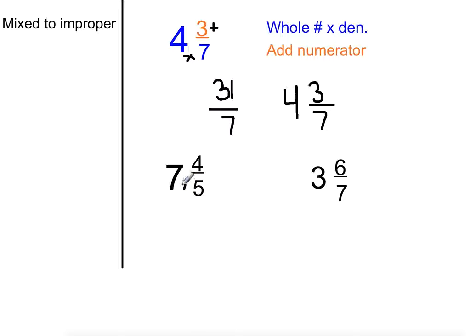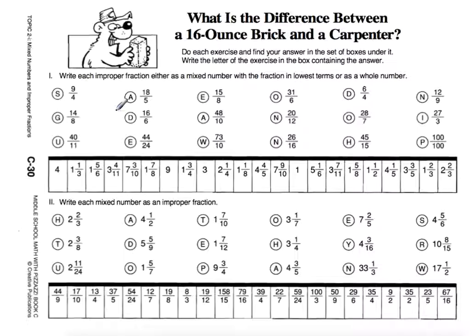7 times 5 is 35, plus 4 is 39. And then the denominator stays the same. Go ahead and try 3 and 6/7. 3 times 7 is 21, plus 6 is 27 sevenths. So here's your worksheet. Go ahead and get started.